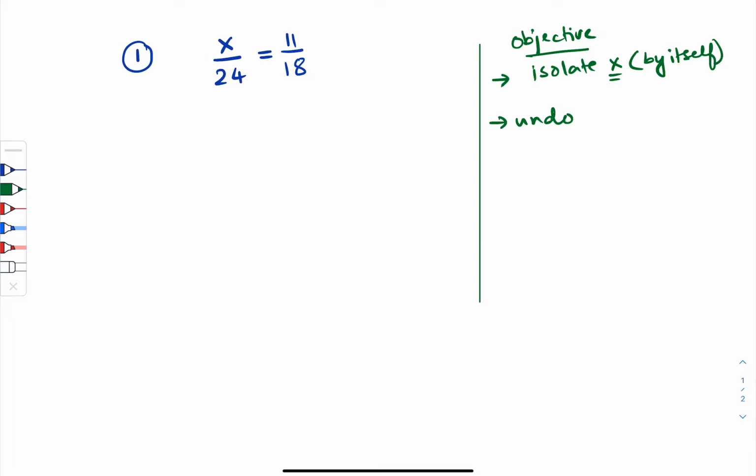You have to undo whatever has been done to x. In this particular case, we're basically going to undo either multiplication or division. If you have to undo multiplication, then you divide. So let me write that properly: undo multiplication by dividing, and you would undo division by multiplying.